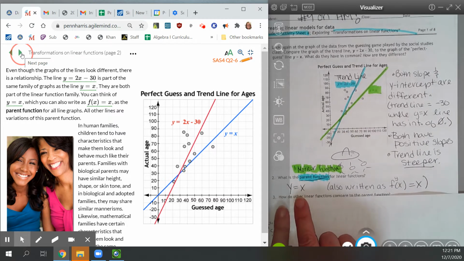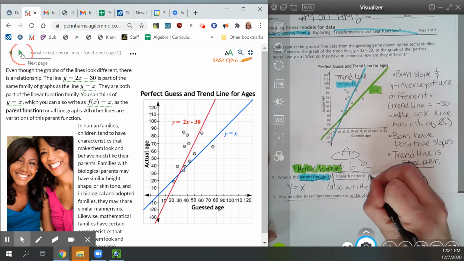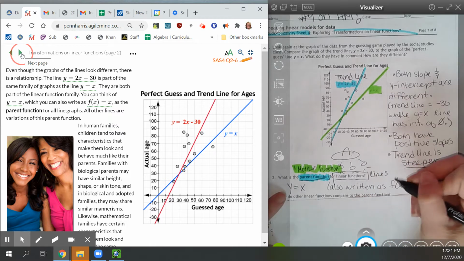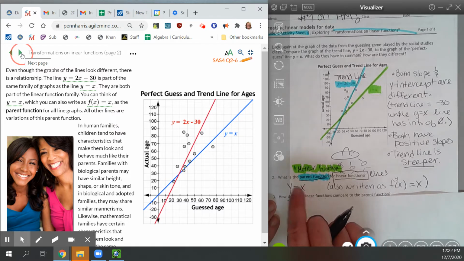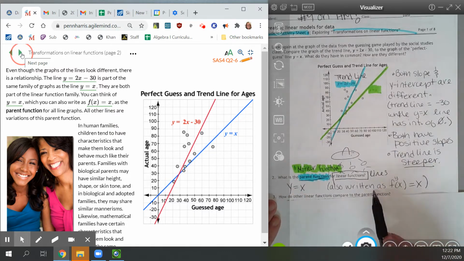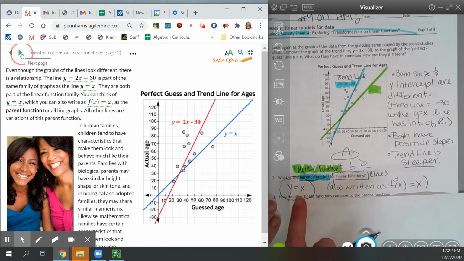Okay? The parent function is y equals x, and this is just for a linear function, just for lines. We have different ones for other shapes. But our parent function here is going to be the equation y equals x. We can also write this as f of x equals x. Remember we talked about functions. f of x is a fancy way of saying y. So this is your parent function equation. This is where all of our other equations stem from.